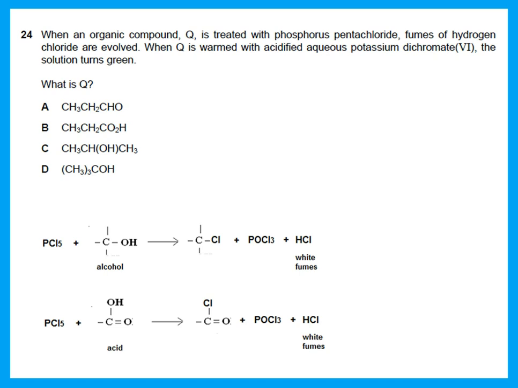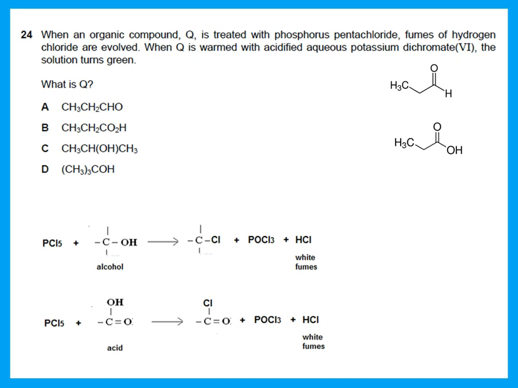So when Q is warmed with acidified aqueous potassium dichromate, the solution turns green. You should remember that potassium dichromate is an oxidizing agent. The oxidizing agent changes the alcohol into acid, or aldehyde to acid. But the problem with A is that if it is an aldehyde, it does not react with PCl5. It would react with potassium dichromate because the aldehyde can be oxidized to acid, but it will not react with PCl5, so it's not A.